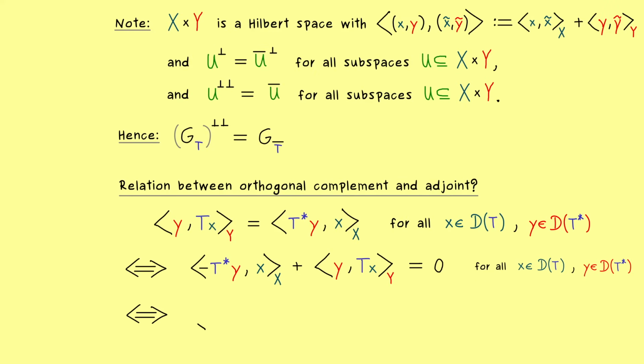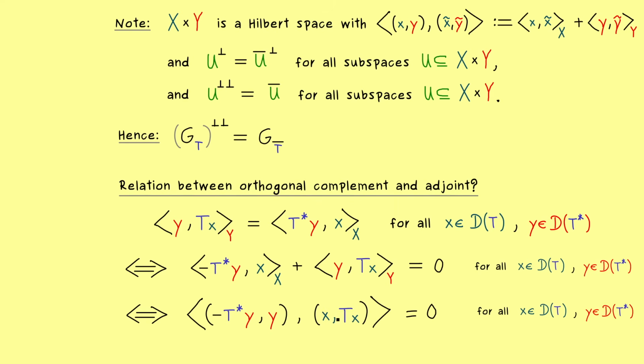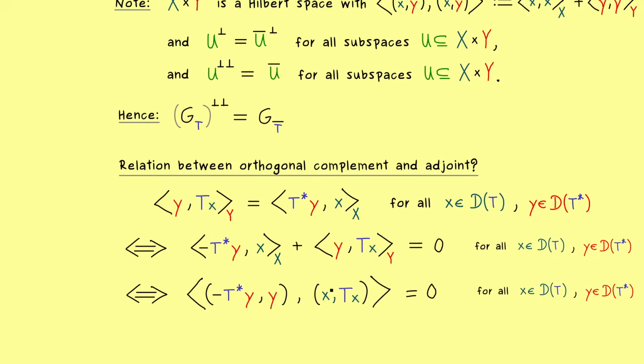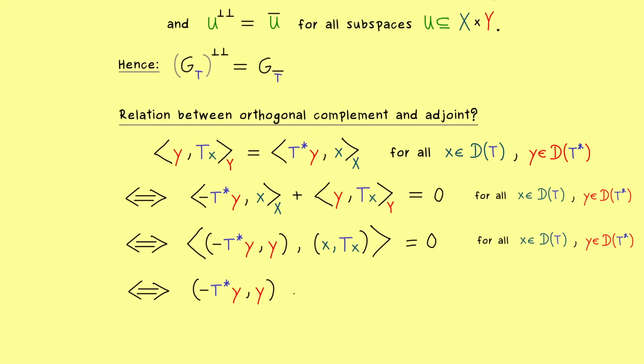To make this clear, maybe let's write it down with 2 pairs. The first one here is the pair consisting of minus T star y together with y. And then the second entry is just x together with Tx. And this is the inner product, and it's equal to 0. And there you should recognize that the second term here, (x, Tx), is just the graph of T. So we actually have that the first pair here lies in the orthogonal complement of G(T). And this is correct for all vectors y in the domain of T star.